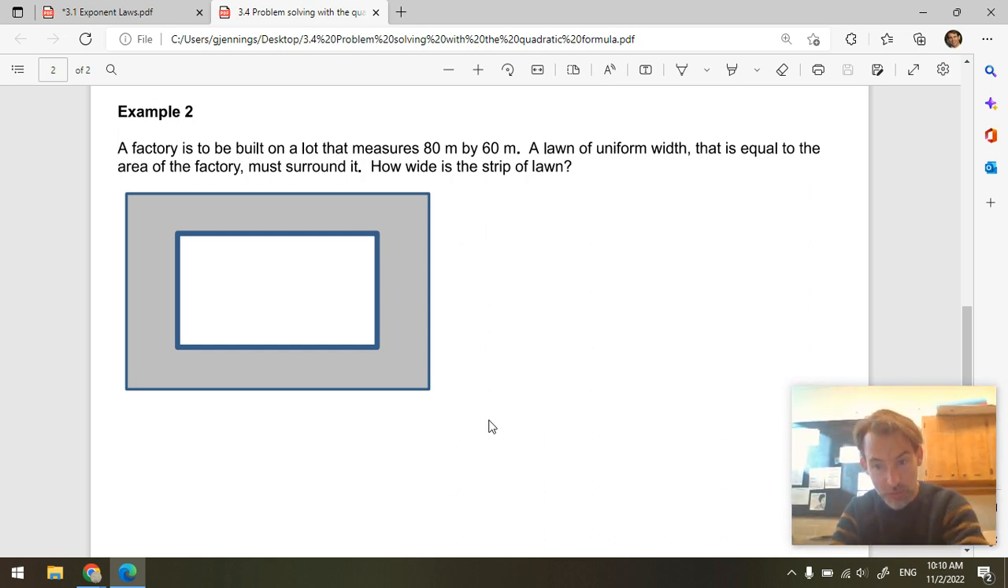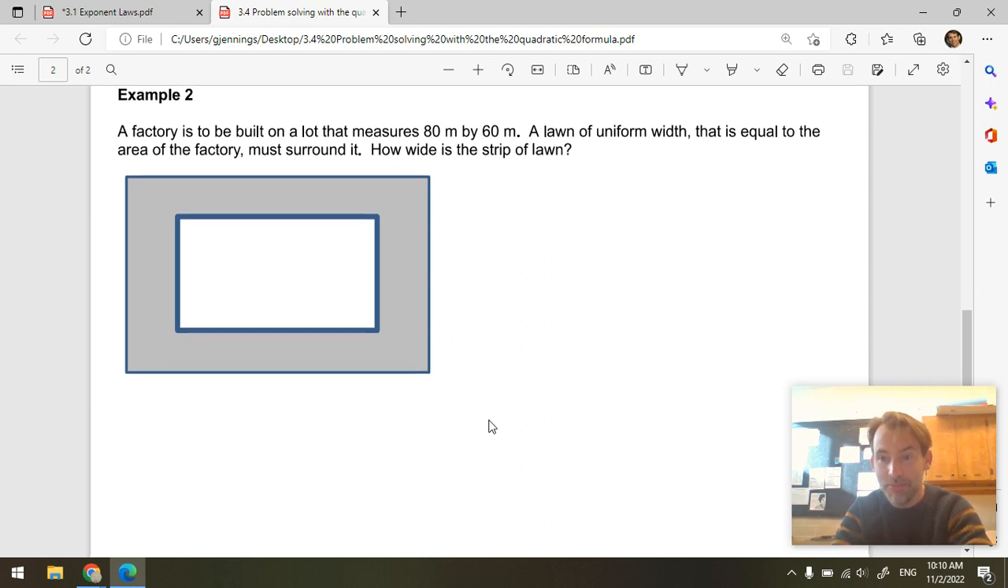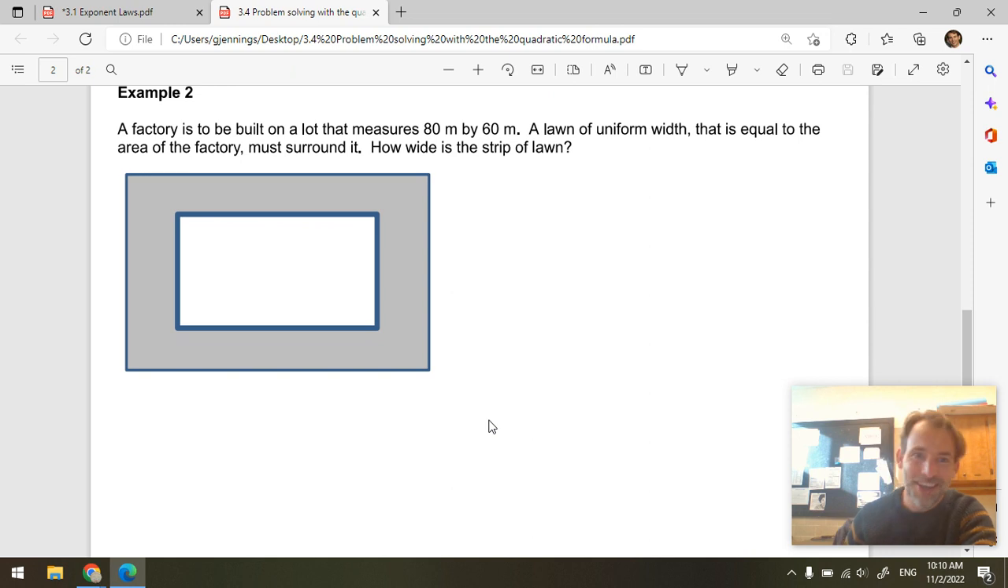So we're going to take a look at example 2 from my lecture 3.4 on problem solving with the quadratic formula because I had an error in my solution. My error was I assumed that if the lot was 60 by 80, the factory would have the same ratio of measurements with its sides. But that's not what the question implies.